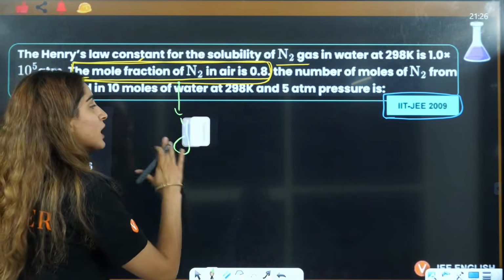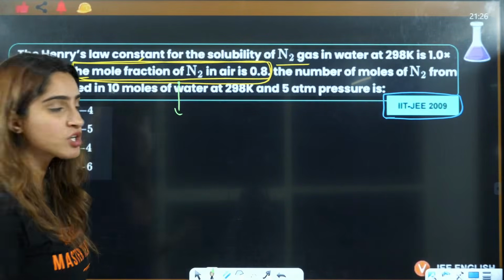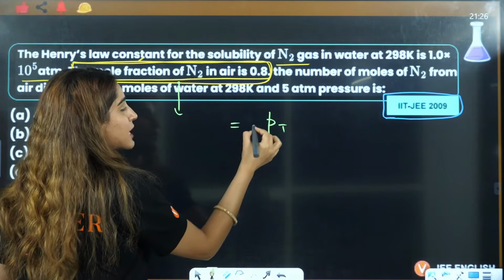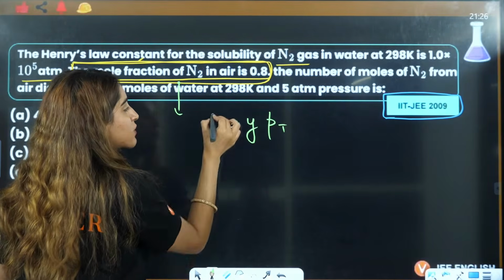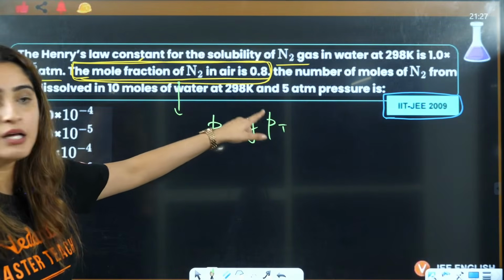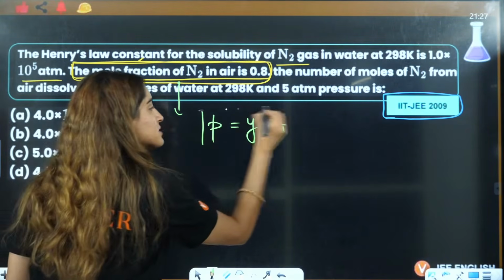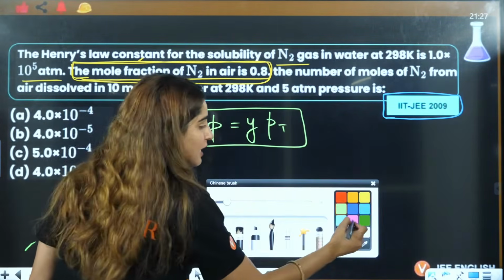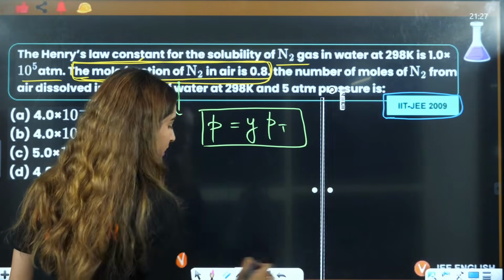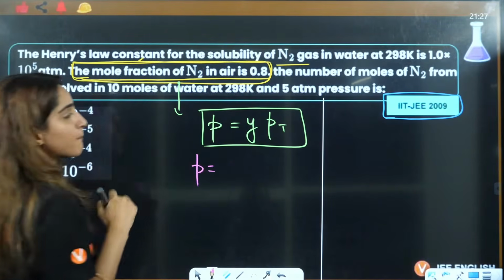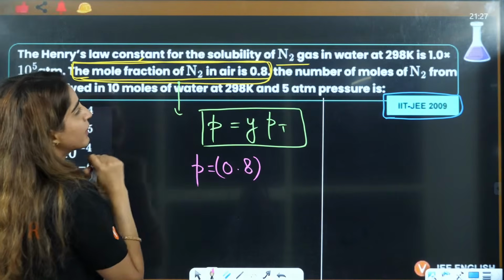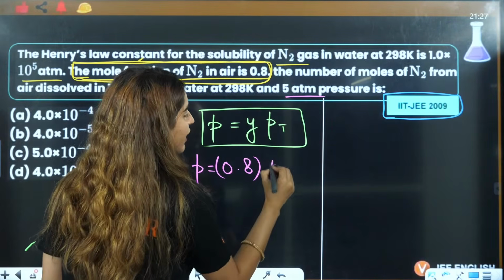If you know the formula, I have told you the formula in today's lecture. Total pressure multiplied by the mole fraction in the vapor phase will be your partial pressure. Have we done this formula, students? Everybody? So I can calculate the partial pressure from here. Partial pressure is 0.8 multiplied by the total pressure, which is given to be 5.